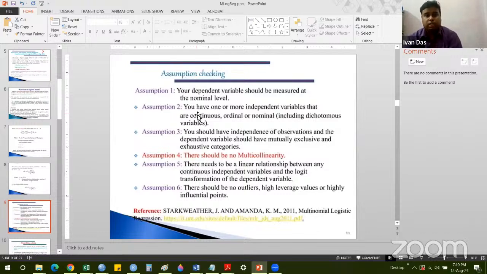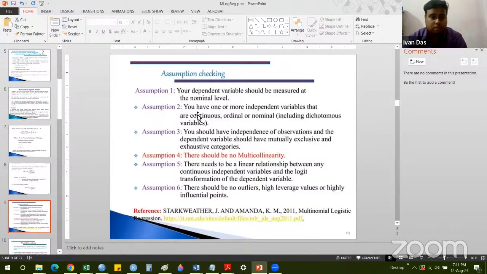First of all, the DV should be measured at the nominal level. I'm repeating it multiple times, it is the same thing that I'm telling. The DV should be nominal level, and the number of levels should be more than 2. Then, assumption 2: one or more IVs that are continuous, ordinal, or nominal. Like I told you, any of the types of variable are allowed, the 4 levels of measurement, whether nominal, ordinal, equal interval, or ratio.